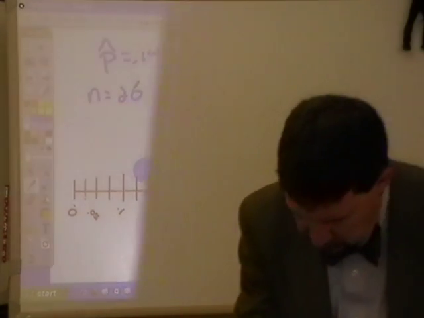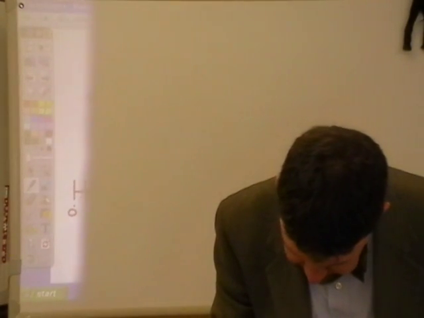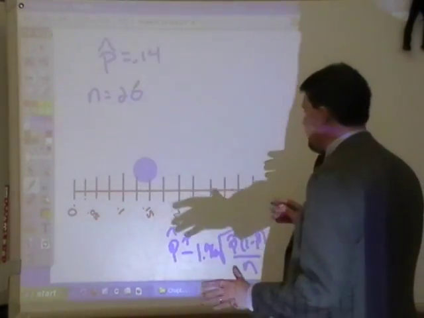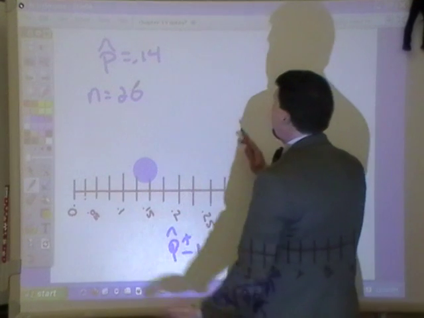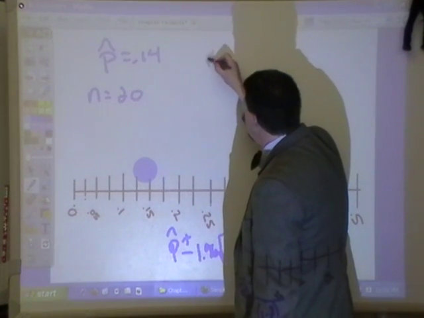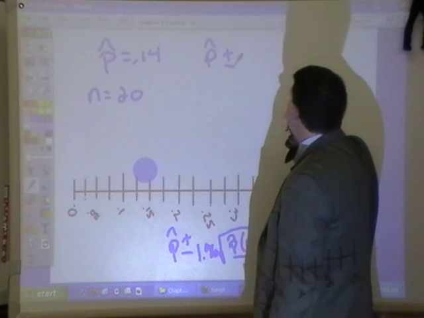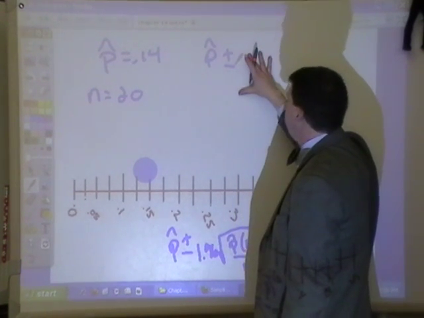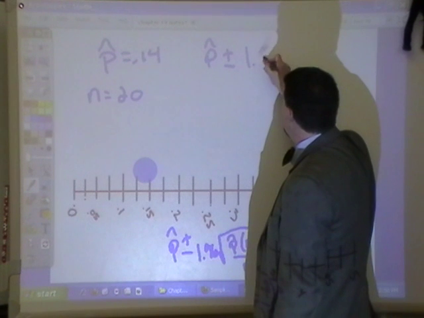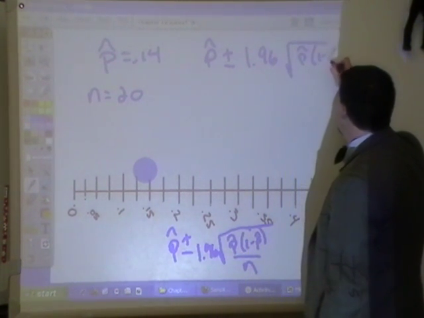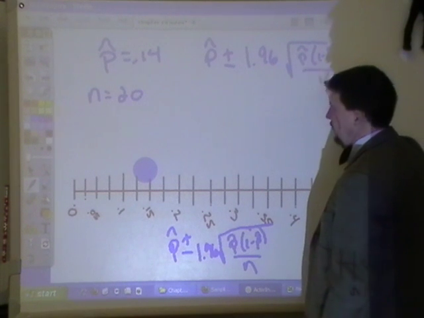So we've got this far, and now what we're going to do is create this interval, this buffer zone around this. And the formula is this: p hat plus or minus 1.96 times the square root of p hat times 1 minus p hat over n.